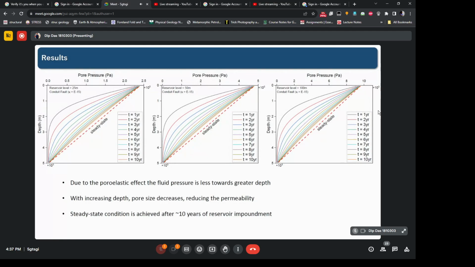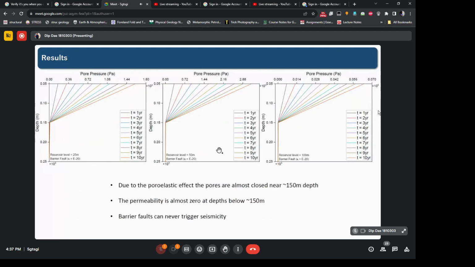But for a barrier fault, what we see is that the water can percolate up to only 150 meter, because the fault already has very low permeability, and then the poroelastic effect comes into play, and the pores get closed.